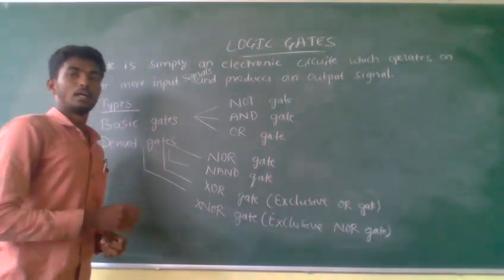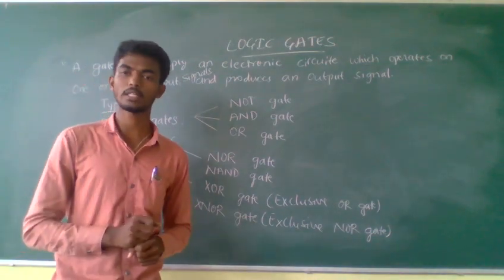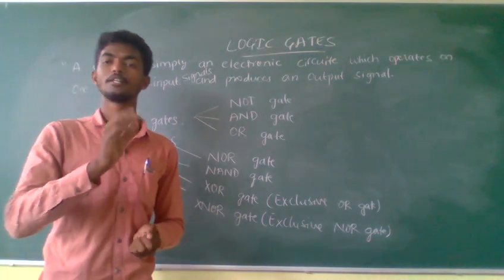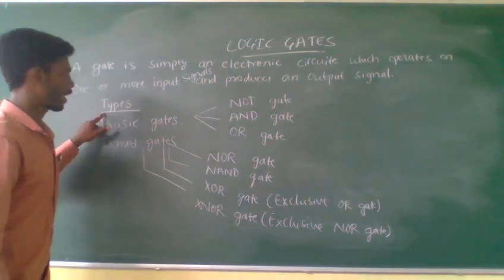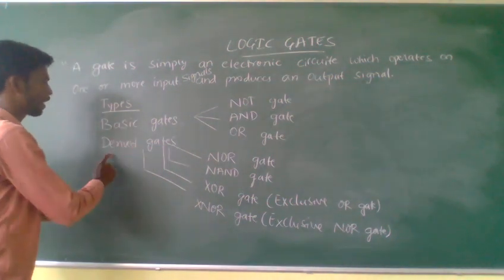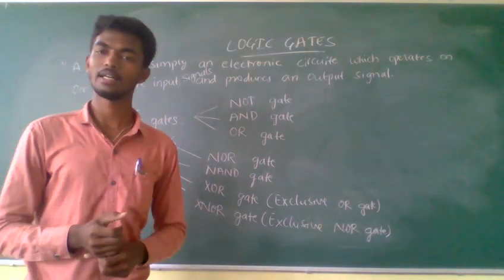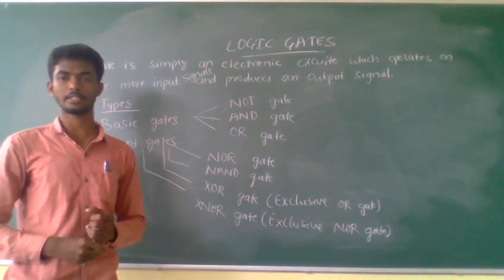Then, depending upon the working nature of logical gates, we have differentiated the logical gates into mainly two types: one is basic gates and the other is derived gates. Let us think about what is the difference between the basic gates and derived gates.